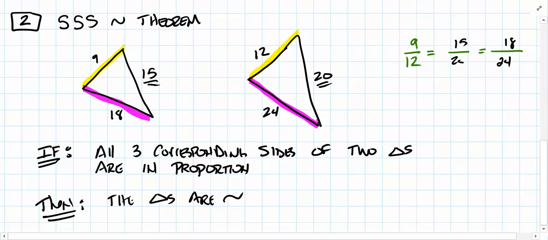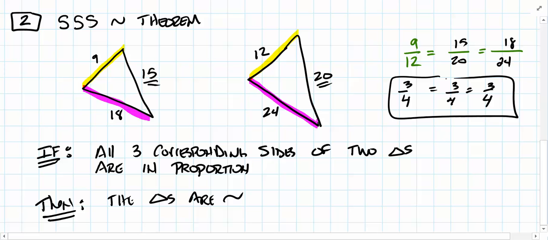Okay, now you have to check and see, are all of those in proportion? That's what this is saying. So how do we reduce 9/12? So what's it reduce to? 3/4. How do I reduce 15/20? So what does it reduce to? 3/4. And then 18/24. So therefore, all three corresponding sides are in proportion. All three of them are. And we found them by matching the little side to the little side of the triangles, and then all the way around. So therefore, we have enough to say that these two triangles are similar by the side-side-side similarity theorem.